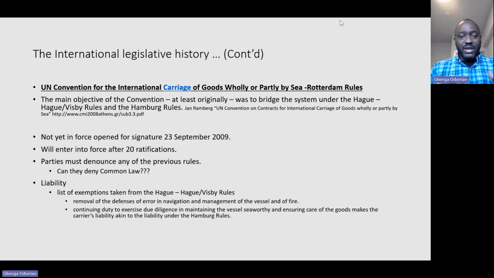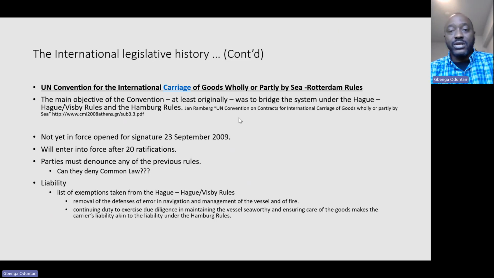So therefore, it had more liability in favor of shippers, those who are putting goods on board. It removed the defenses of error in navigation that availed ship owners in the past. It removed the defense that allowed them to exempt themselves from management errors, fires on board, and so on and so forth. It strengthened the need for the vessel owner to put only vessels that are seaworthy on the seas.